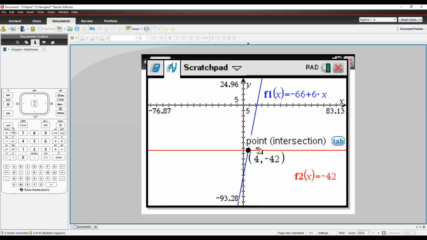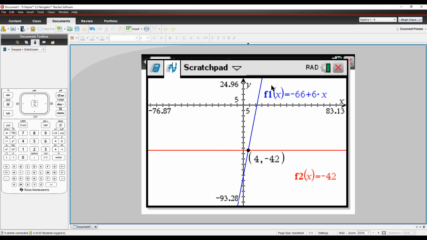Now, if I go to the left, you can see that the red is down here and the blue is up here. If I go over here, I've got the red down here and the blue is way up here. So the blue is always on top of the red when I go to the right. So basically, when x is greater than 4, going this direction, the blue is always on top. If you go this direction, you see that the red is above the blue.